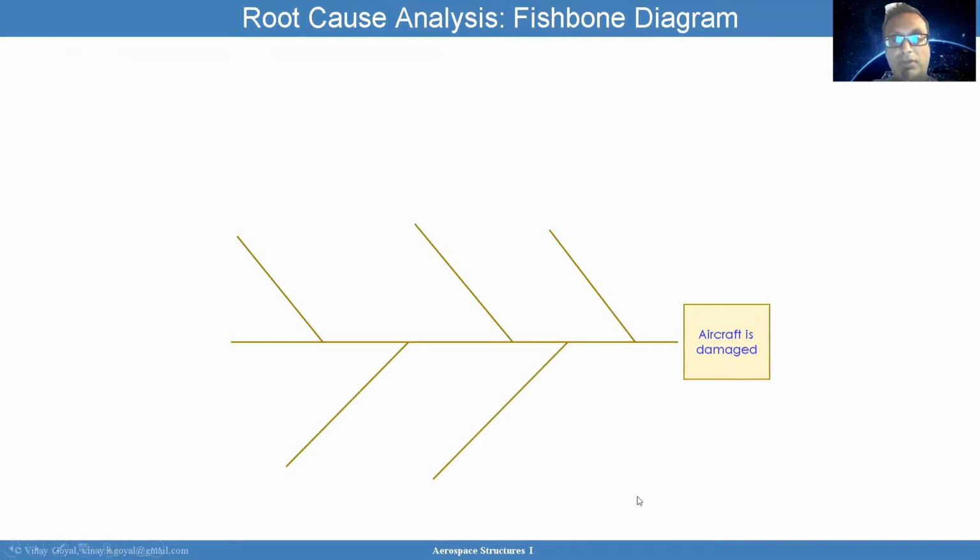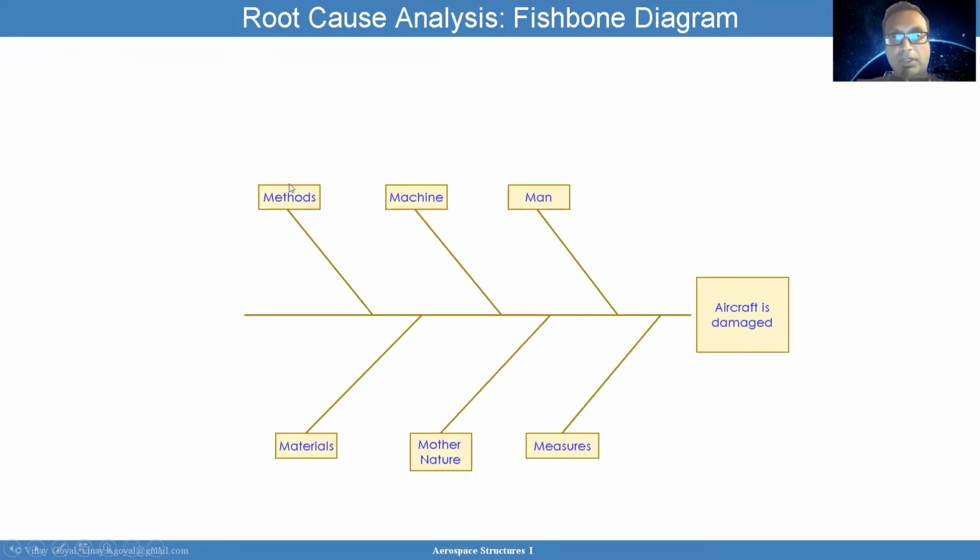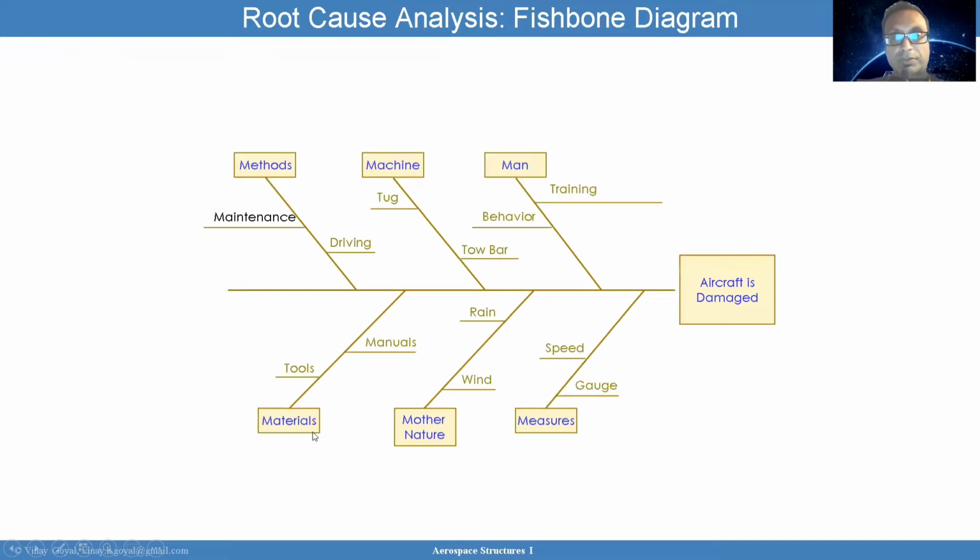So you could then construct an aircraft damage. If there's an aircraft damage, you could construct a fishbone diagram that goes into the various elements. Here, the elements are methods, machine, man, measurements, Mother Nature, and materials.